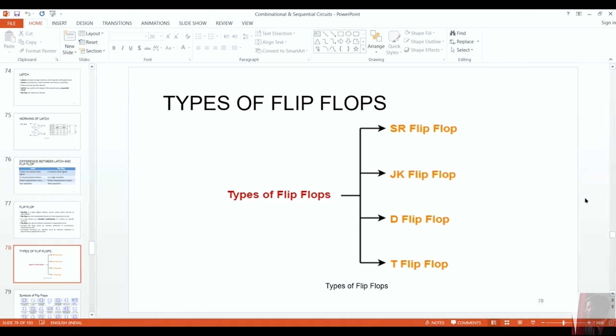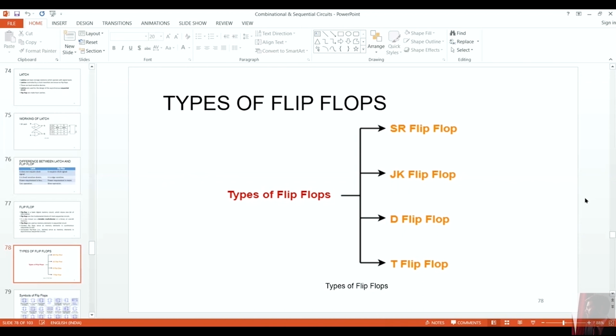Now we have four different types of flip flop, you can see in front of you: SR flip flop, JK, D and T. SR is basically a set and reset flip flop. JK is a clocked SR flip flop, we can say. D is a delay flip flop, and T is nothing but a toggle flip flop.